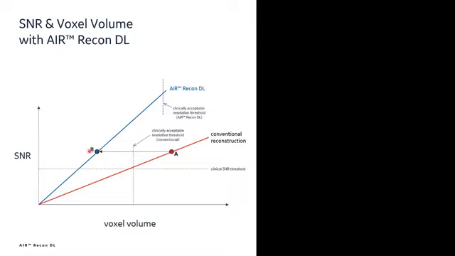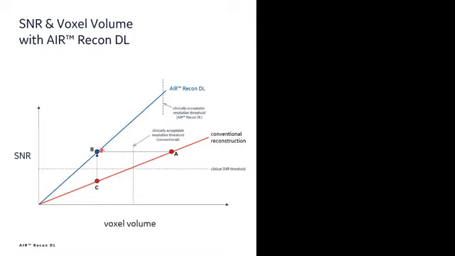So I have to acquire a new image with AIR Recon DL with a much smaller voxel volume to get the same signal to noise ratio, as pointed out in point B. Conversely, if I had an image at point C with conventional reconstruction that did have a small enough voxel volume, but of course too low of an SNR, AIR Recon DL applied to that same data set could drive up the SNR and bring me to point B. So I hope you get the idea that AIR Recon DL can be used to increase the SNR as well as to reduce your voxel volume.